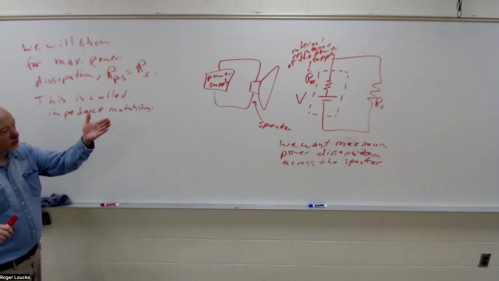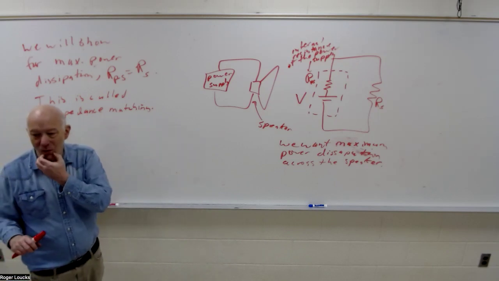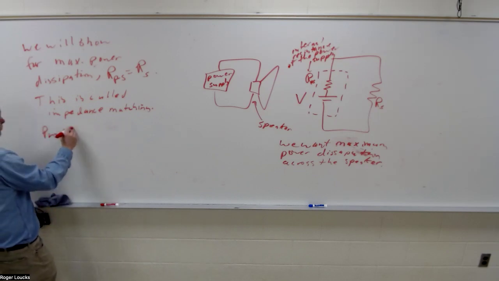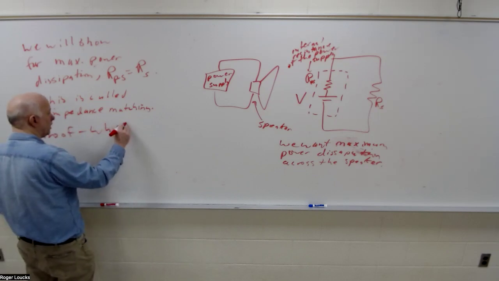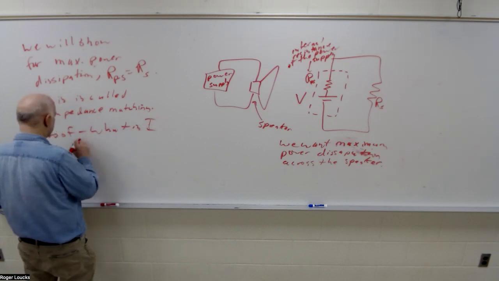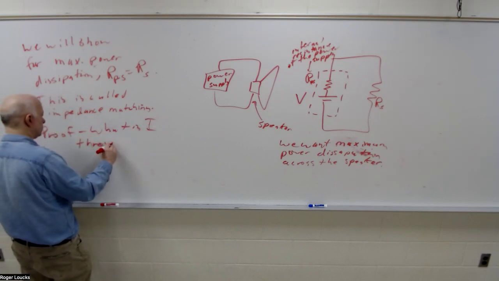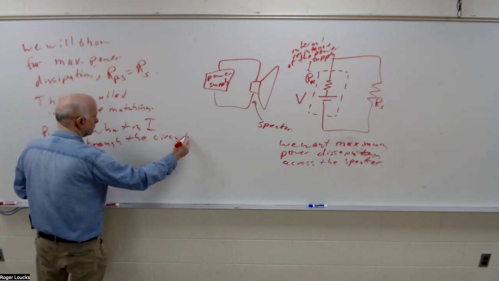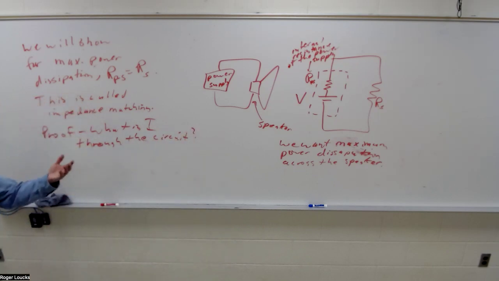If I were to say, what is the current going through this circuit right now? What would you do? So here's your proof. What is I through the circuit? Okay, you have an exam coming up on Monday. This is about as easy a question as you'll get, which means you won't get it. Okay, so what would be the current going through here?